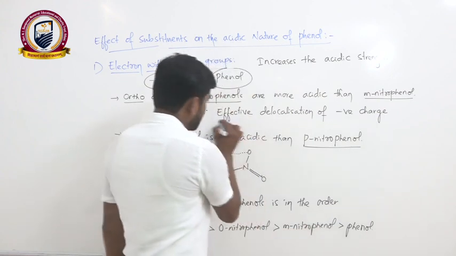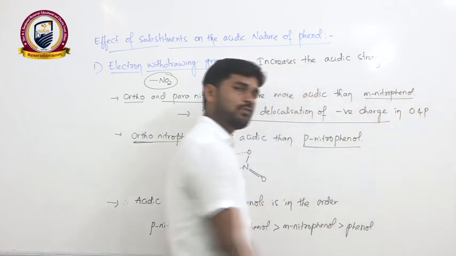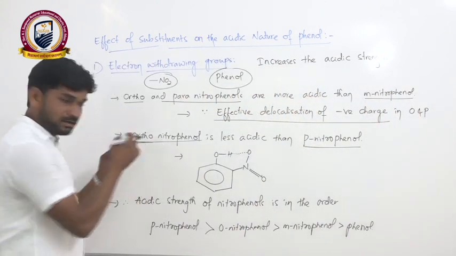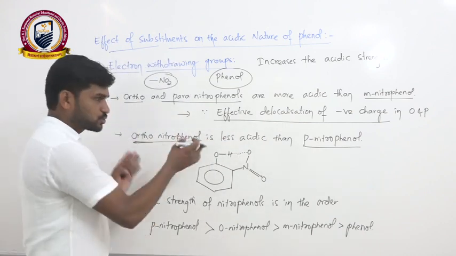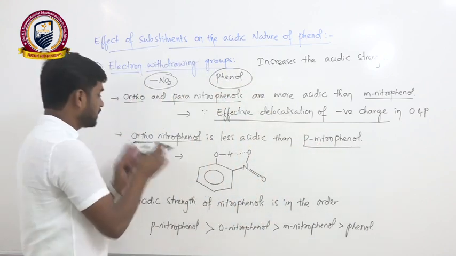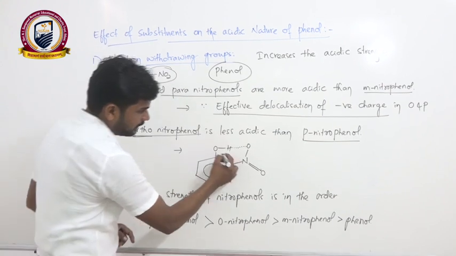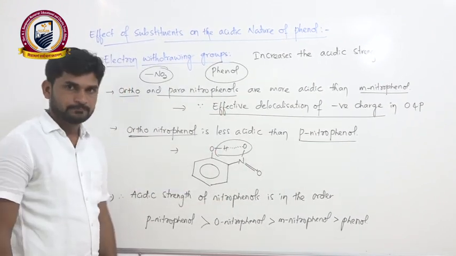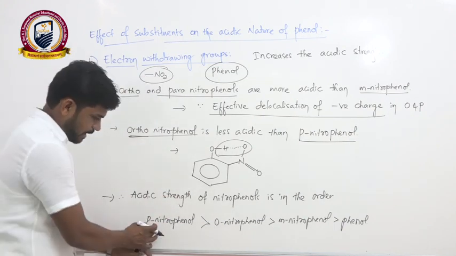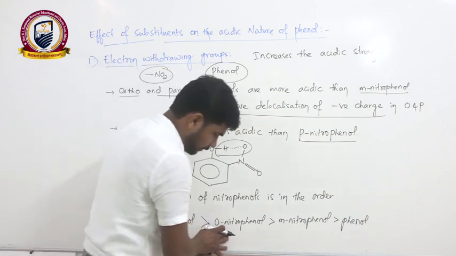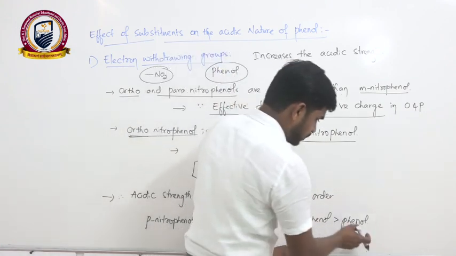This is just because of effective delocalization of negative charge in ortho and para-nitrophenols. And the second point: among ortho and para-nitrophenols, which is most acidic? Para-nitrophenol is more acidic than orthonitrophenol. Why is orthonitrophenol less acidic? Because it forms hydrogen bonding. So we can write the order of acidic strength of all nitrophenols as para-nitrophenol is more acidic than orthonitrophenol, orthonitrophenol is more acidic than metanitrophenol, and metanitrophenol is also more acidic than phenol.